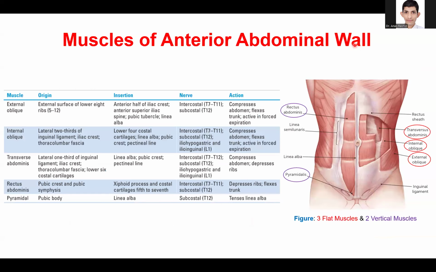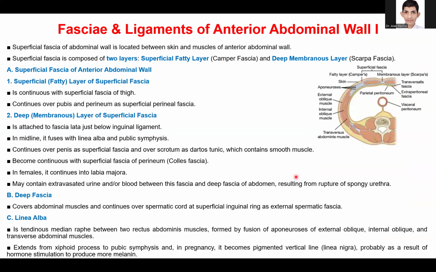Muscles of the anterior abdominal wall. Three flat muscles of the anterior abdominal wall are the external oblique muscle, internal oblique muscle, and transversus abdominis. Two vertical muscles of the anterior abdominal wall are rectus abdominis and pyramidalis. Fascia and ligaments of the anterior abdominal wall are located between skin and muscles of the anterior abdominal wall. Superficial fascia is composed of two layers. The first one is the superficial fatty layer or Camper fascia, and the deep membranous layer or Scarpa fascia.